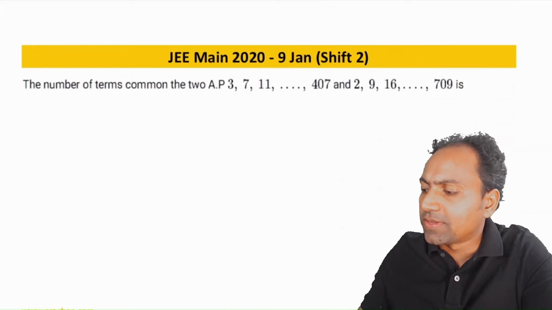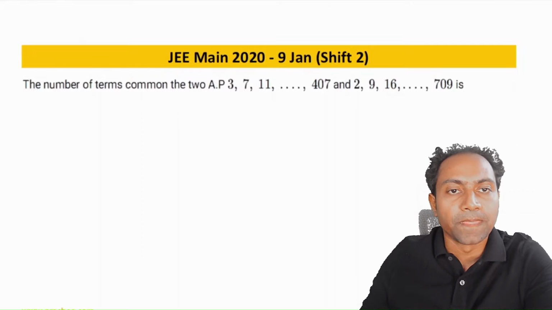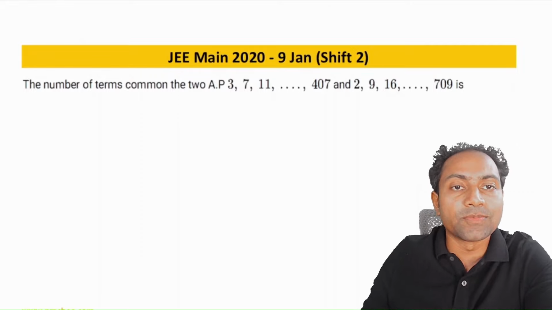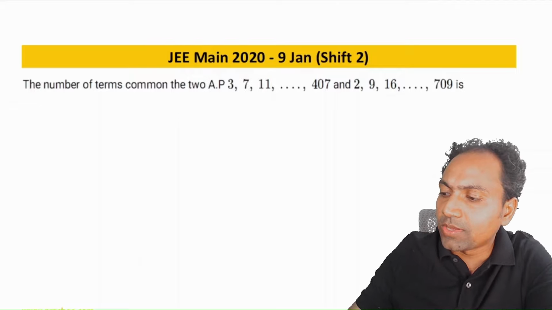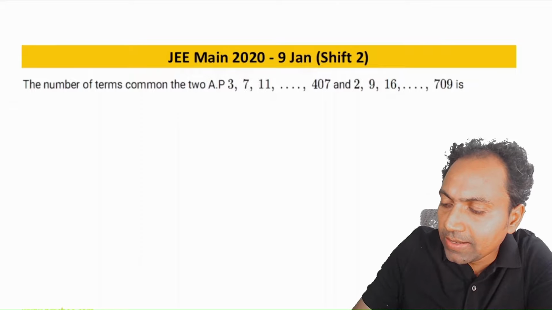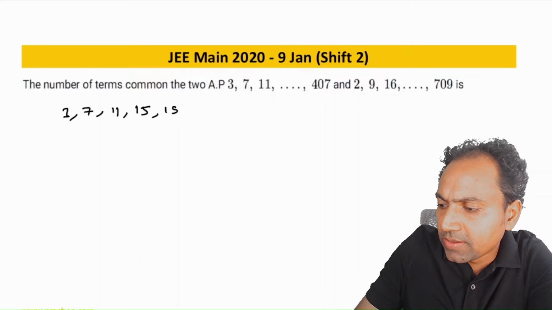So this question is a very straightforward question. The question says we need to figure out the number of terms common to the two APs. You can physically observe here that the first term is 3, then 7, then 11, so we are adding 4, it becomes 15, then 19, and so on till 407.